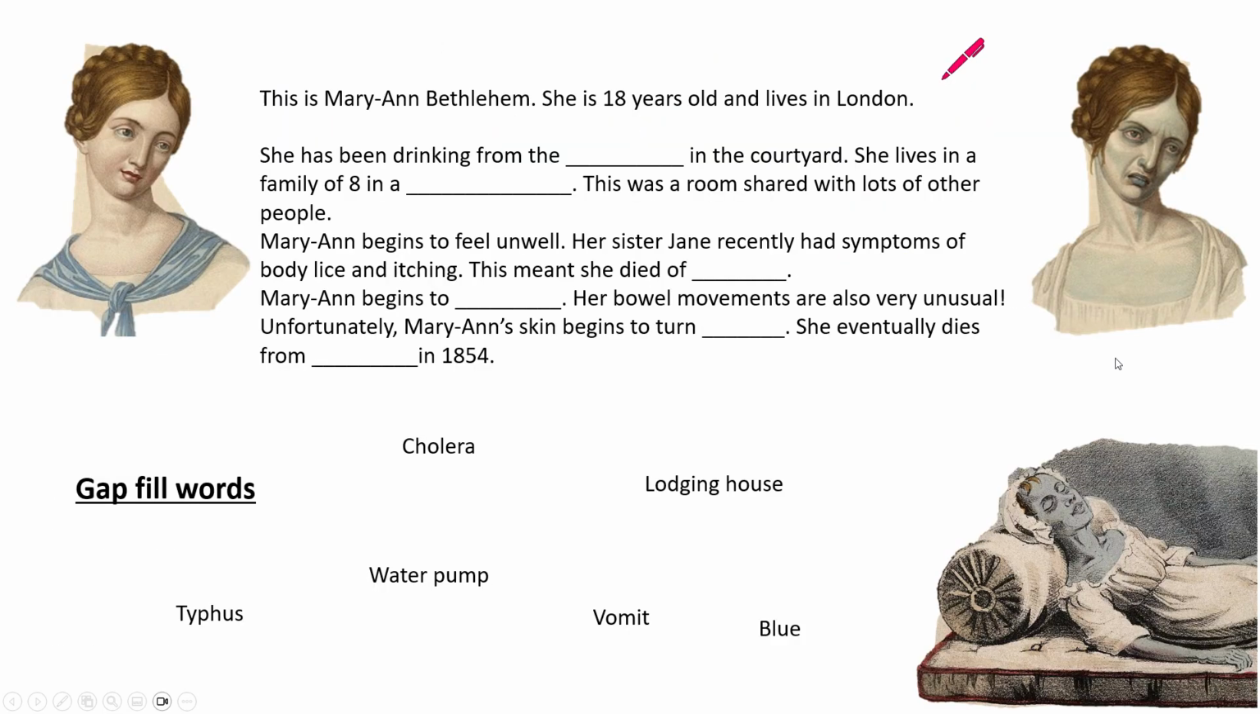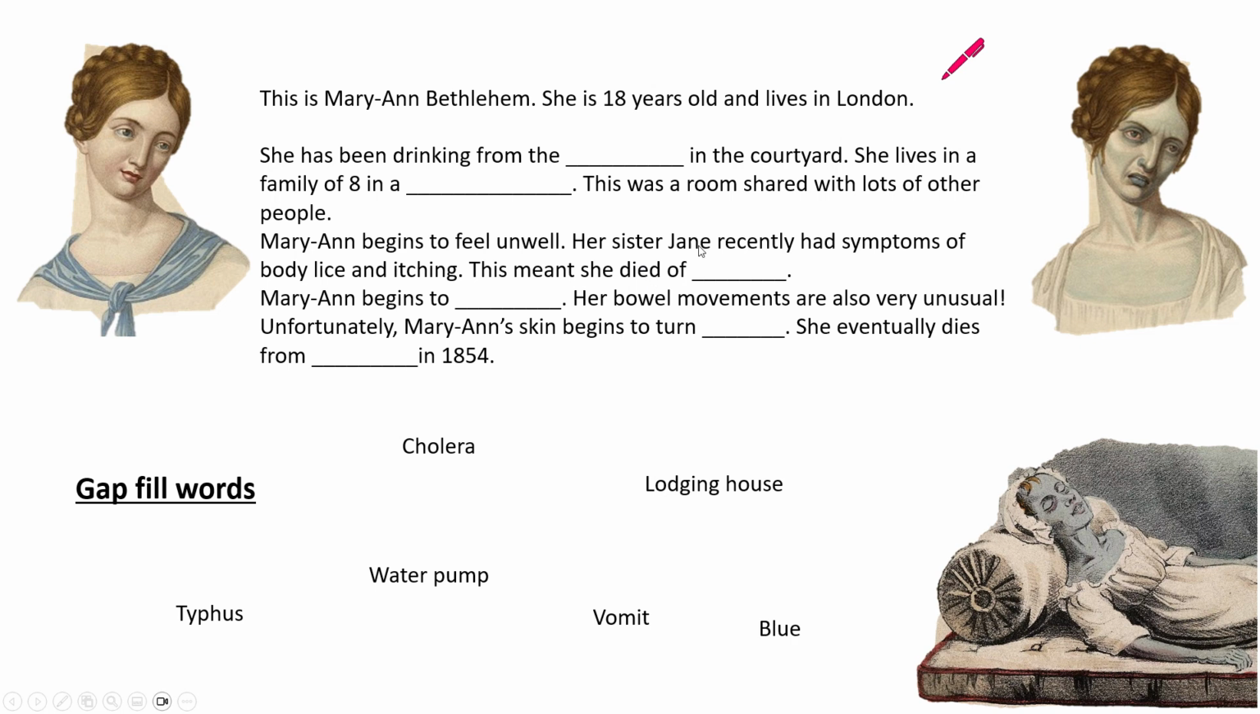So a little bit of a task. I've made up somebody. I love this picture. I've just cropped it and removed the background. Obviously she's contracted disease, and then I've also just got this illustration here. So this is just a gap fill. This is Mary Ann Bethlehem. She's 18 years old and lives in London. She's been drinking from the blank in the courtyard. She lives in a family of 8 in a blank. This was a room shared with lots of other people.